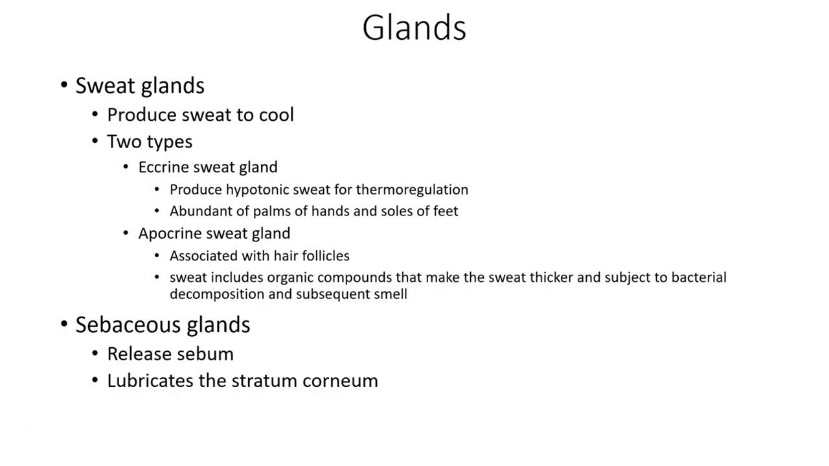Those eccrine sweat glands, again, produce sweat for thermoregulation. This type of sweat is released by exocytosis. It is made mostly of water with a little bit of salt and some other compounds in it, including antimicrobial peptides. Those are really important, even though we tend to hate sweat because nobody likes to sweat too much.